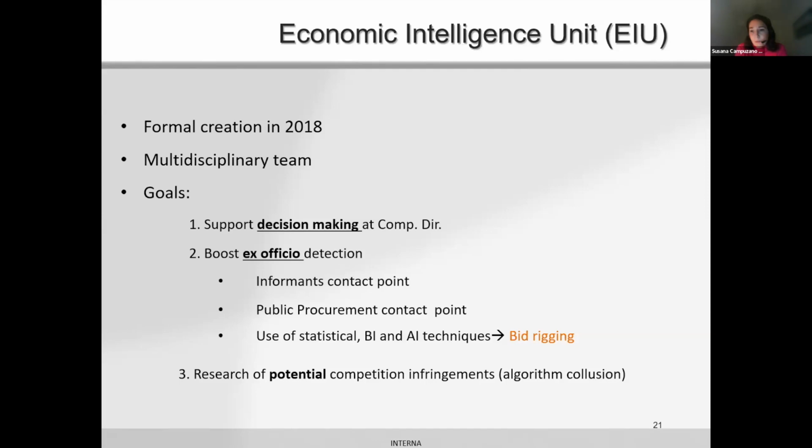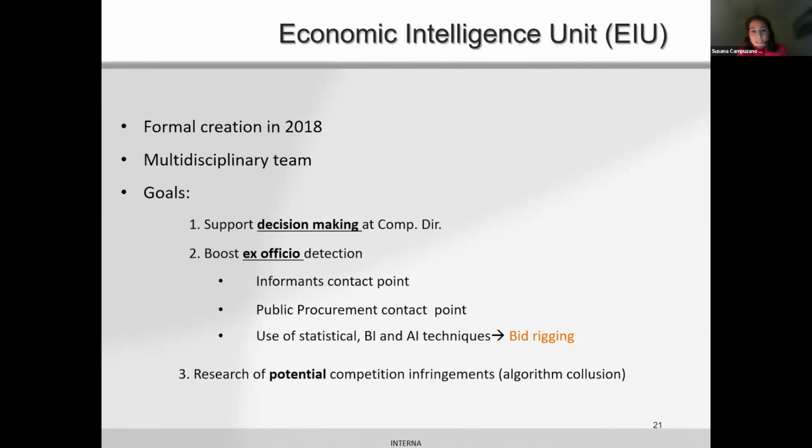As it was said in the previous panel, we are lawyers, economists, but at the same time we have mathematicians, statisticians, engineers and data scientists. So it's quite different, and I think that's one of the best things that we have. These are the goals that we try to achieve, and the one that I'm going to focus on today is the use of statistical, business intelligence and artificial intelligence techniques, mainly to detect bid rigging.